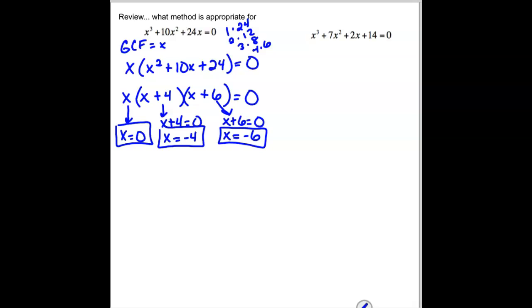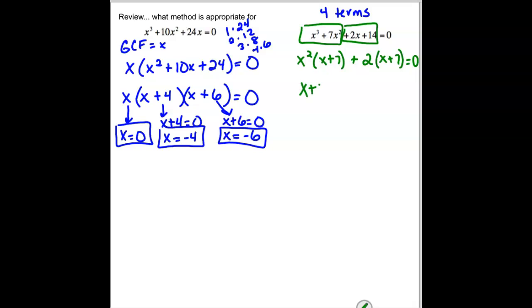For the last one, notice that we have 4 terms. This is the technique we talked about yesterday. When we had a 4-term polynomial, we did that grouping technique. So let's group the first 2 and the second 2. In the first 2, we can take a GCF of x squared out. We'd have an x plus 7 left. In the second half of this, we could factor out a GCF of 2, and that leaves an x plus 7 left. Then we factor out our common x plus 7, and the leftover pieces, the x squared and the 2, form the other factor.